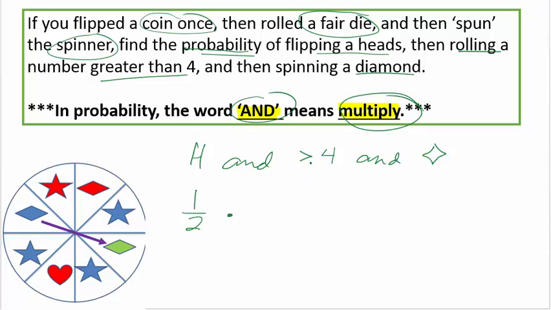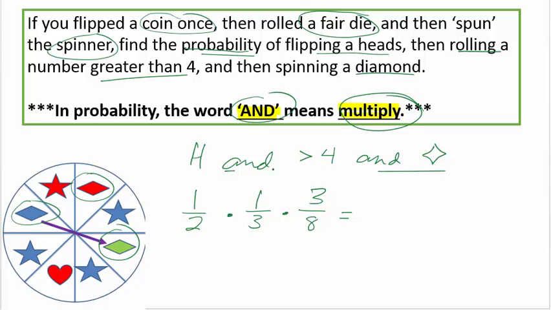Okay, what's the probability of rolling a number greater than 4? I bet you agree it's 2 out of 6, because the 5 and the 6 are greater than 4, so it's 2 desired outcomes, 6 total outcomes. So 2 out of 6, which becomes 1/3 when we simplify that, times what's the probability of spinning a diamond? Well, if you take a look over here, we have 3 diamonds, and there's 8 total, so 3 out of 8.